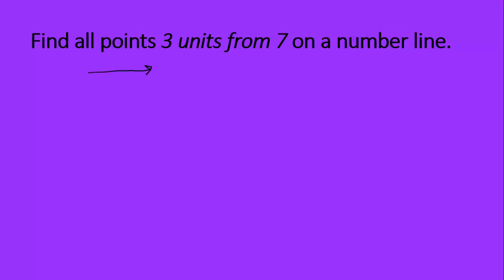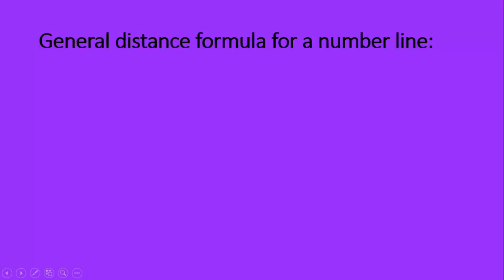Here's our number line. You can only go in 2 directions, so it looks like we're either going to add 3 to 7 or subtract 3 from 7, right? That means the 2 points would be 10 and 4. So there's 2 solutions to this question. Let's look at something different.